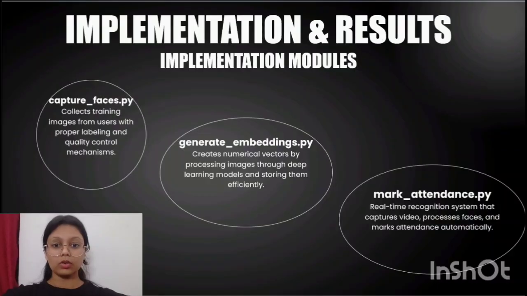Now let's talk about implementation of the system. Our project is divided into three main modules. The first module is capture faces. This module is used to collect images of users. It captures multiple images of each person and labels them properly. This step is important because good quality data improves the accuracy of the system.